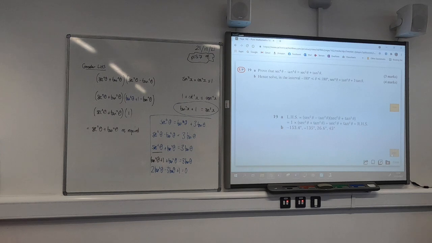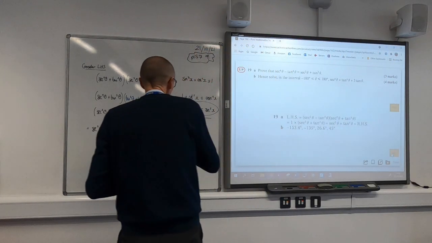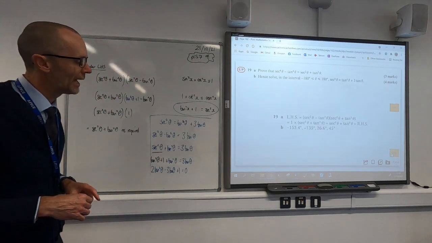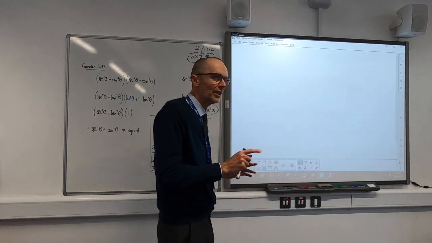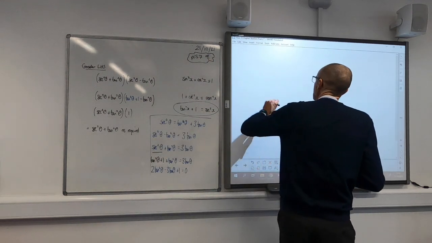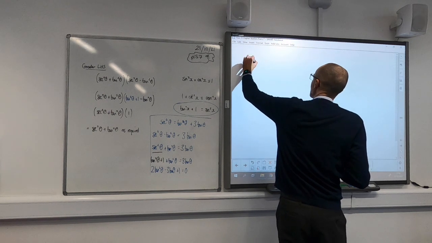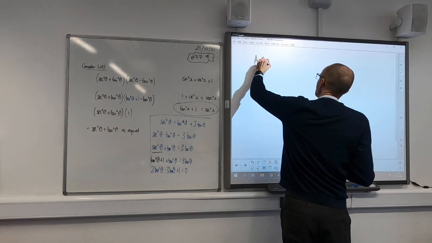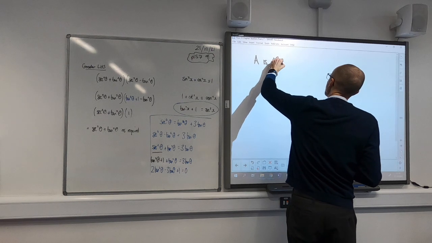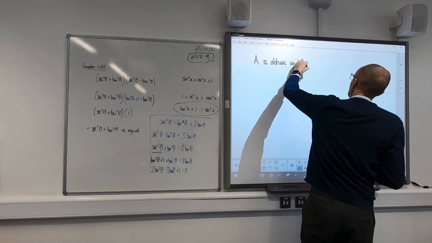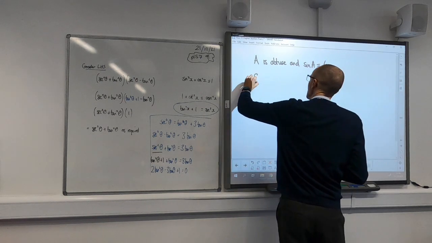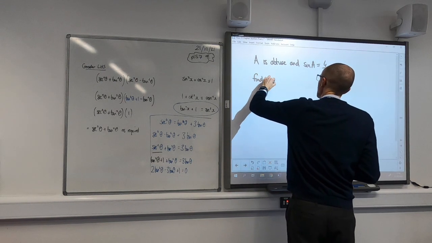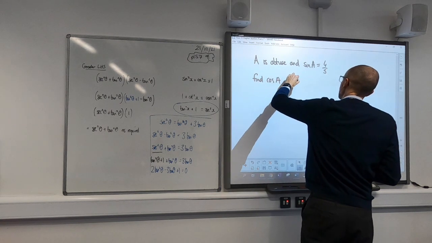But there's one more thing I want to do before we leave the reciprocal functions and the reciprocal identities. And before that, I want to go back to something that we did last year. Do you remember doing questions like this last year? It would say something like, angle A is obtuse, and sine of A equals 4/5. Find cos of A and tan.